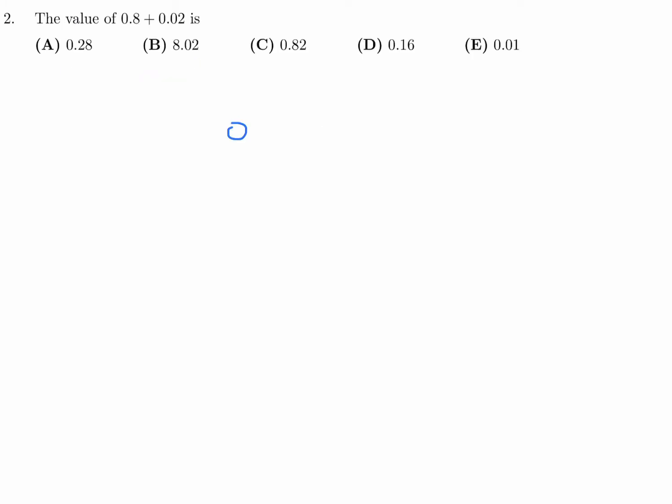What is the value of 0.8 plus 0.02? If you add it up, it's 0.82. So, number 2, the answer is C.